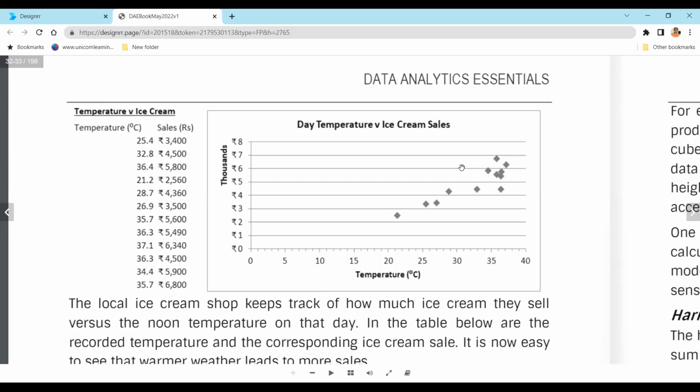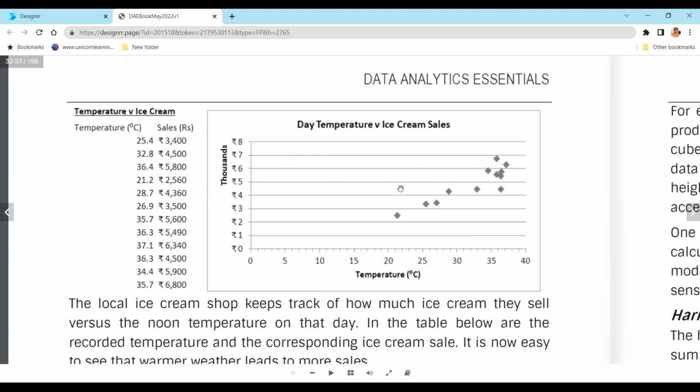There are three possibilities at a high level: directly proportional, inversely proportional, or no relationship. In this case, as temperature increases, sales also increase. It's direct. Had it been reverse, temperature less and sales more, that is the converse, inversely proportional.